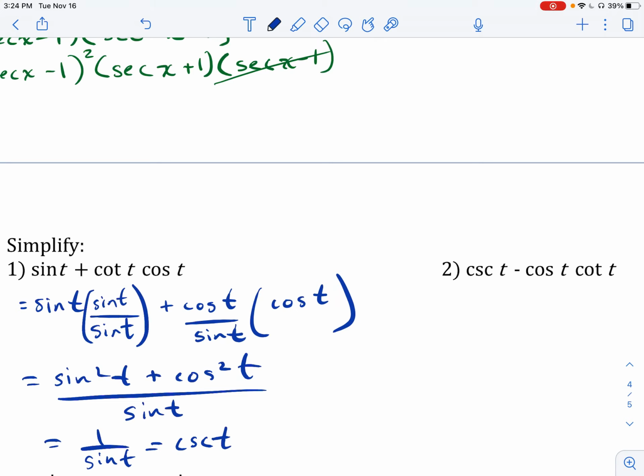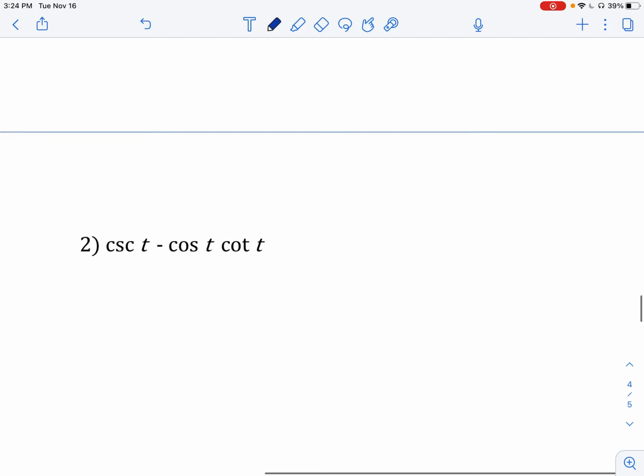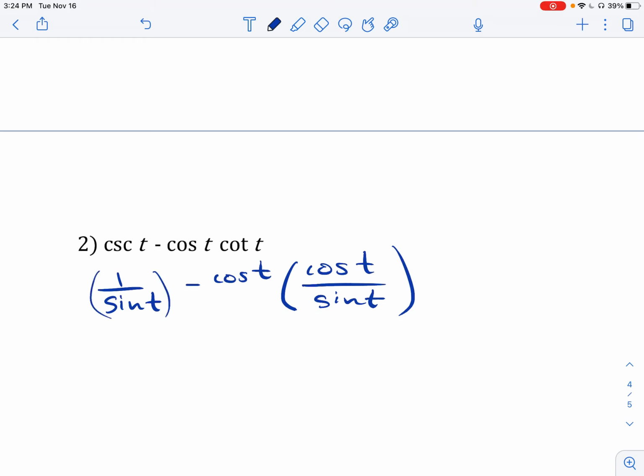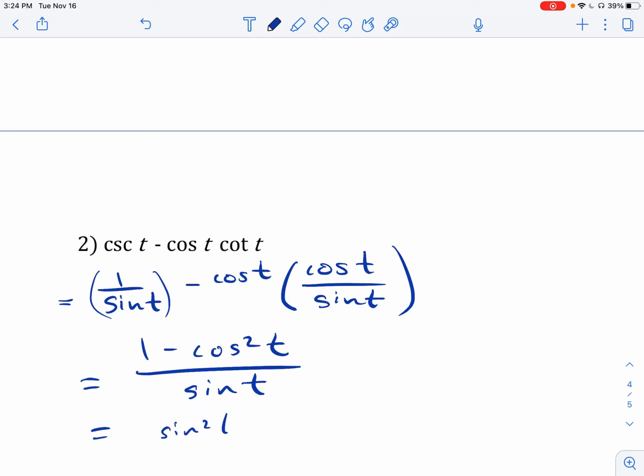All right, it's a pretty similar deal for number 2 here. So for number 2, I'm going to say 1 over sine of t minus cosine of t times cosine of t over sine t. And you can see it's a pretty similar problem. I'm going to multiply this entire fraction here by sine t over sine t. Actually, they already have the same denominator. So we can just jump straight to 1 minus cosine squared t over sine t. And using the Pythagorean identity, I know that sine squared t in the numerator over sine t is equal to sine of t. Okay?